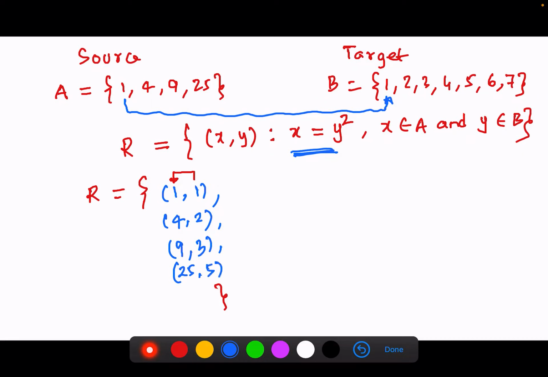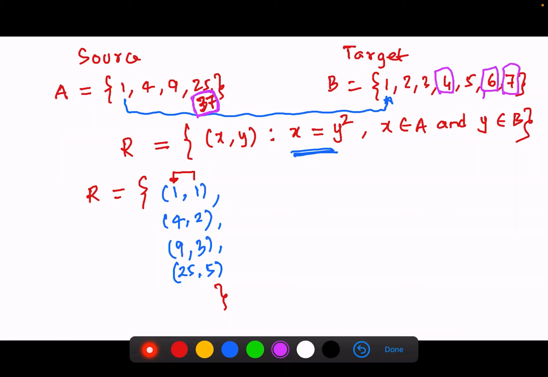Now suppose I try to add one more element in A. Suppose I add the element 37. Now can 37 be related with any element in B? No, sir. No, right? So I'll have to leave it out. I cannot make it part of the set. So from the source set, I'm leaving it here. And from B, I am leaving 4, 6, and 7.